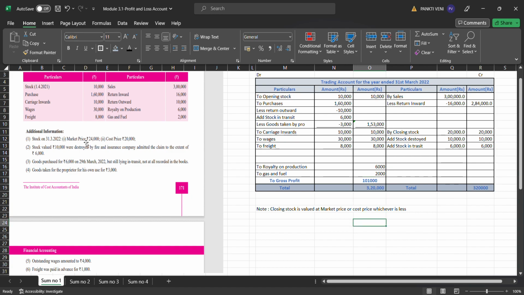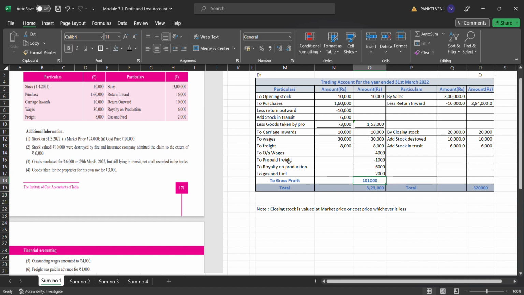I missed out these entries. So I have outstanding wages amounting to 4,000. So I'll note down outstanding wages. To wages only I'll add. So outstanding wages is 4,000. Then I have freight was paid in advance. So I'll have to subtract my freight also. Okay, freight paid in advance, so prepaid expenses. Prepaid freight, I'll have to subtract that from freight, or else I can write it in negative.